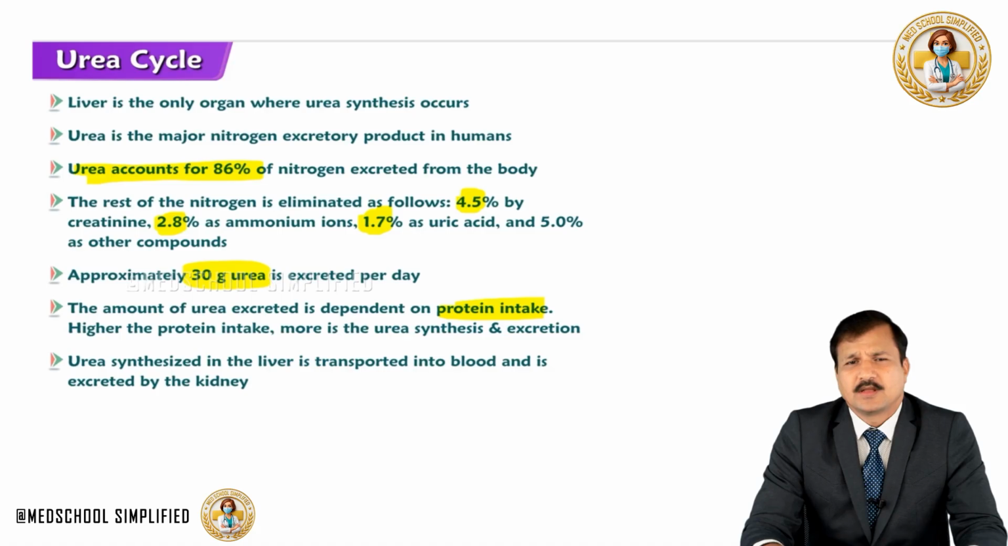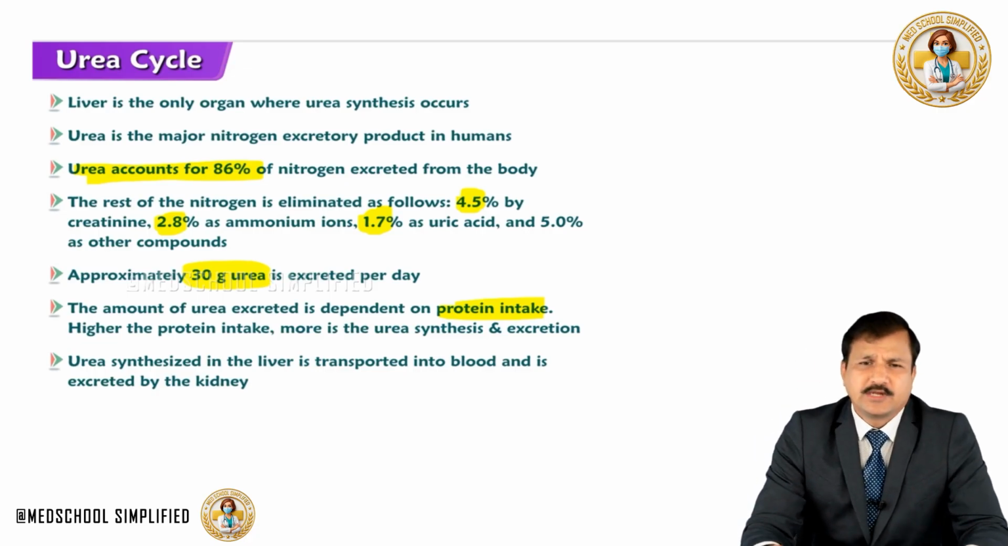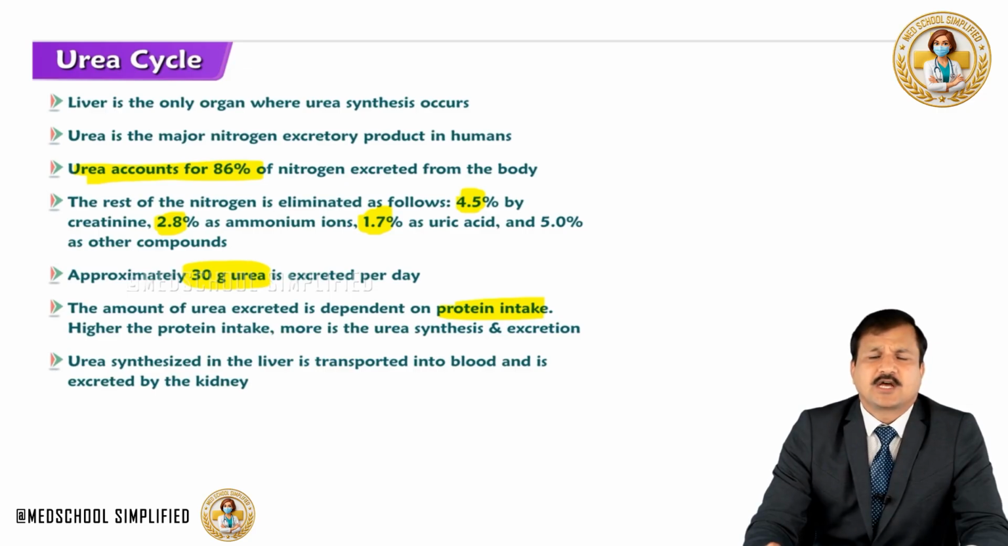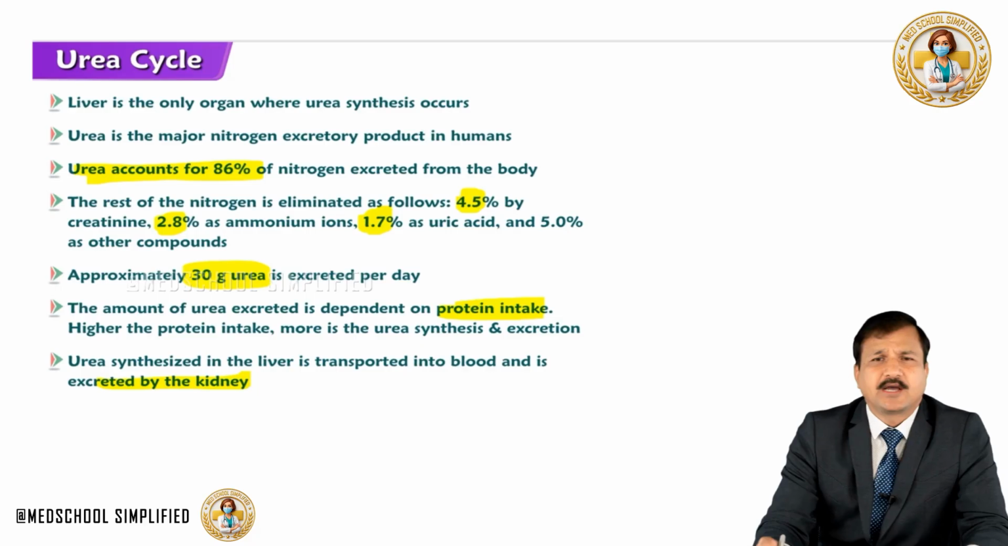Whereas the nitrogen coming from the excess amino acids that a person consumes will go into the urea cycle by transamination reactions. Ultimately, the amino groups will be given to glutamate. Glutamate undergoes the glutamate dehydrogenase reaction to give an ammonium ion for the urea cycle. And urea synthesized in the liver is transported in the blood and is excreted by the kidney.